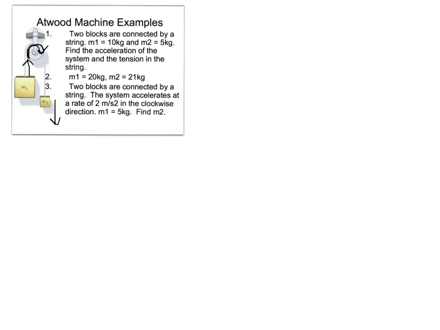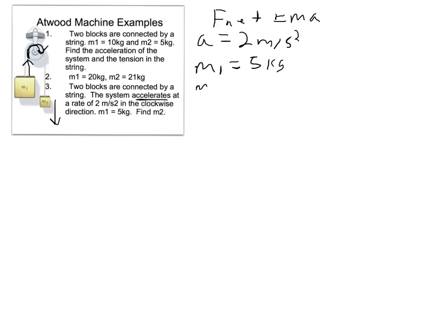Once again, I'm asked about acceleration, and I can see that there are forces on those blocks. Anytime there's acceleration and forces, F net equals ma will come into play. Let's also list our givens. I've been bad about that on the last two. Acceleration is 2 meters per second squared. Mass 1 is 5 kilograms. Mass 2 is what I'm ultimately trying to find.